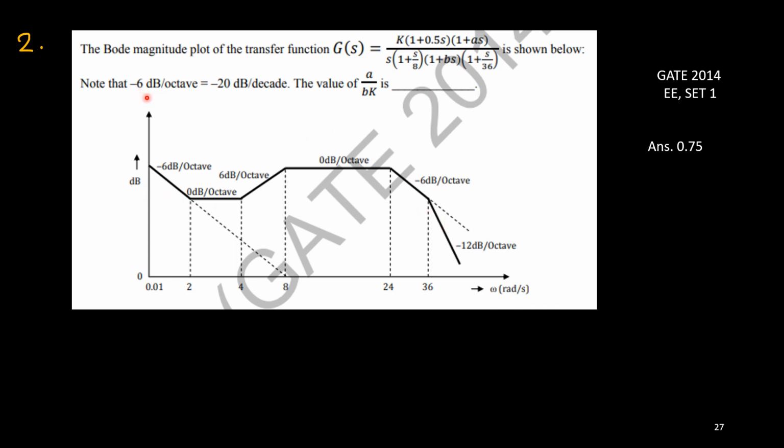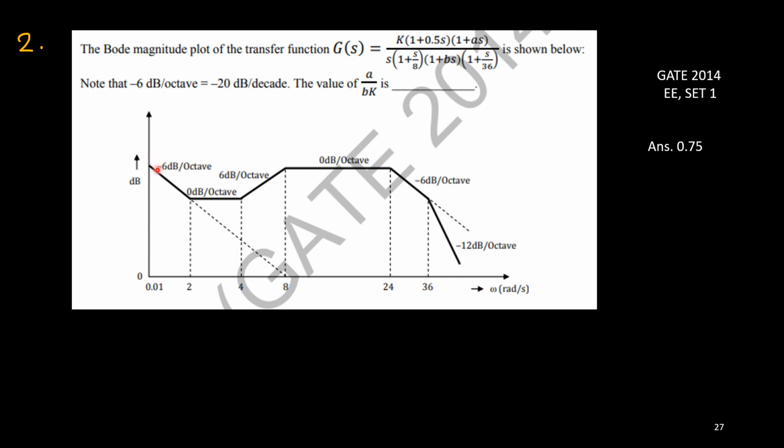It is said that minus 6 dB per octave, that we know, is the same as minus 20 dB per decade. Now we need to find the value a upon bk. That means if I can find a, b and k, these three values, then we can compute this ratio. So how do we find these three values a, b and k? You understand that a we can find by considering one corner frequency. Similarly b also, based on the corner frequencies, but k is a DC gain. So first we will go for a and b.